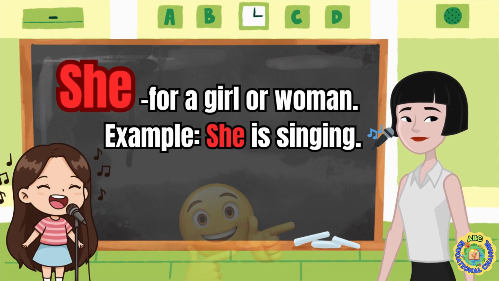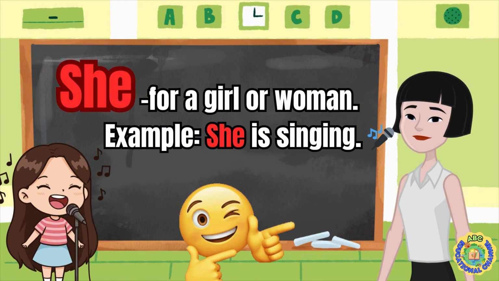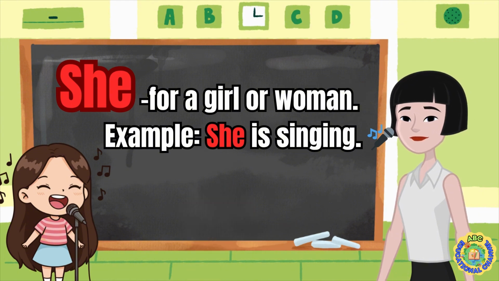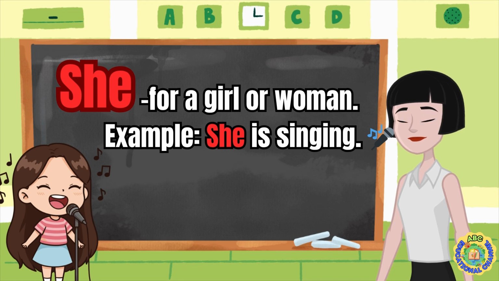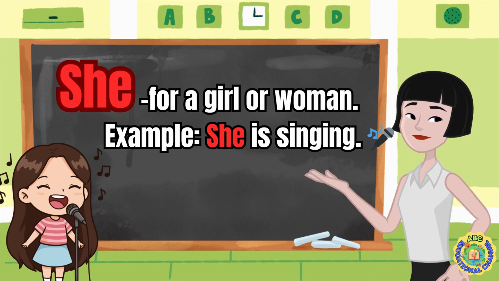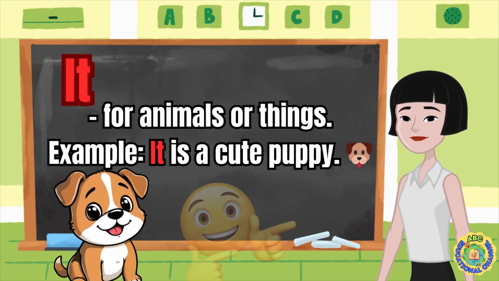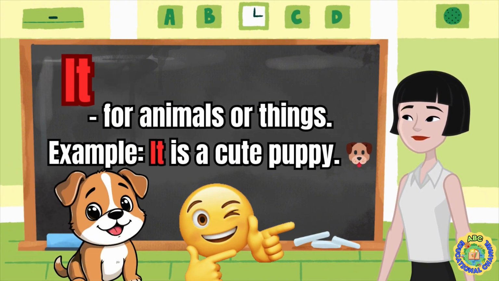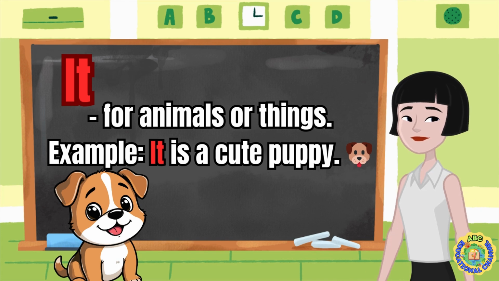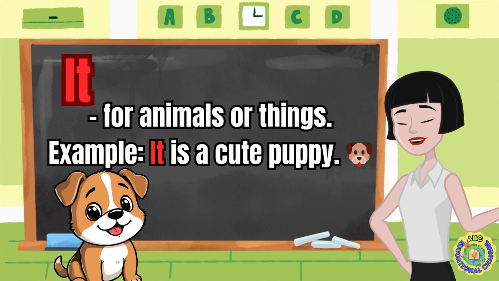She. For a girl or woman. Example, she is singing. It. For animals or things. Example, it is a cute puppy.